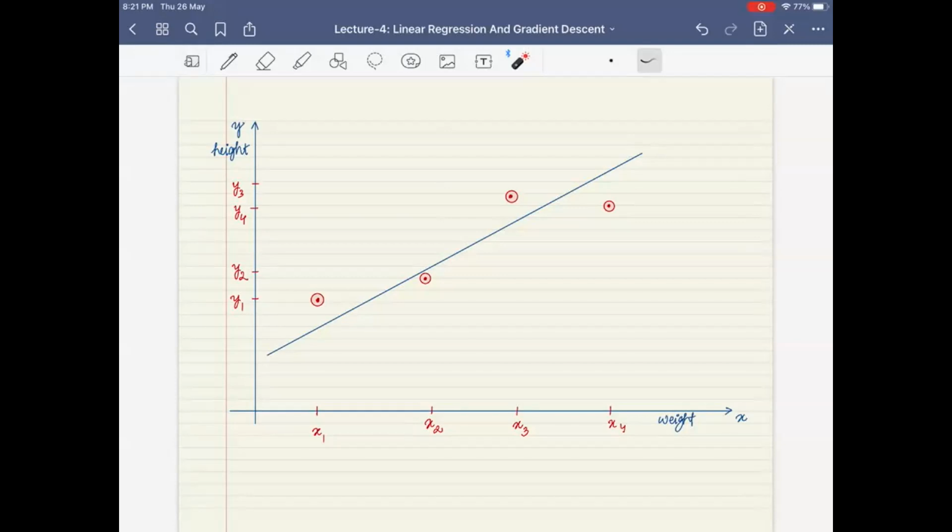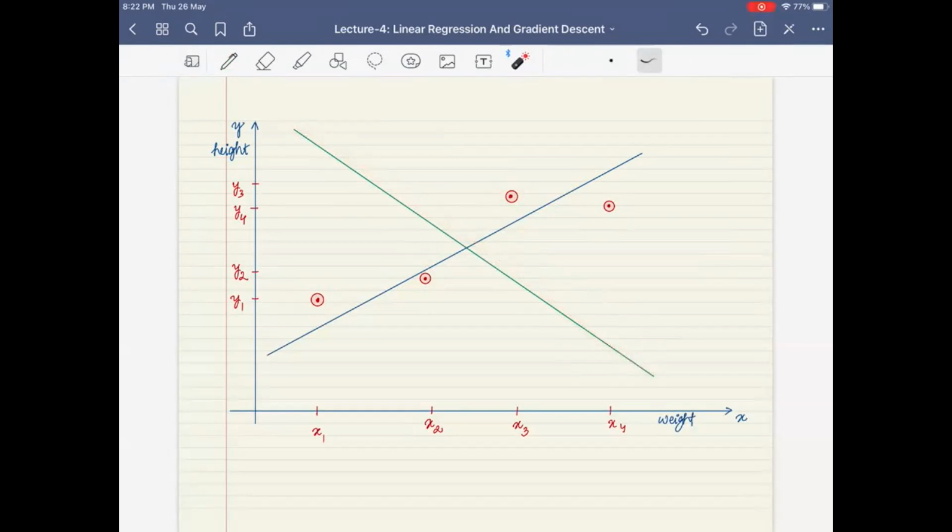Now let me draw two lines. Let me ask you, which among these two lines do you think is a better line? Is the blue line better or is the green line better through these points? The blue line is better, right? I hope everybody sees this. Does anybody feel that the green line is better?